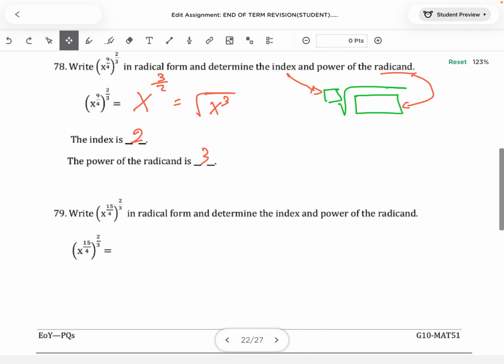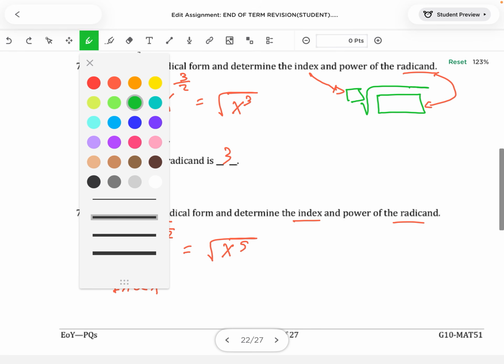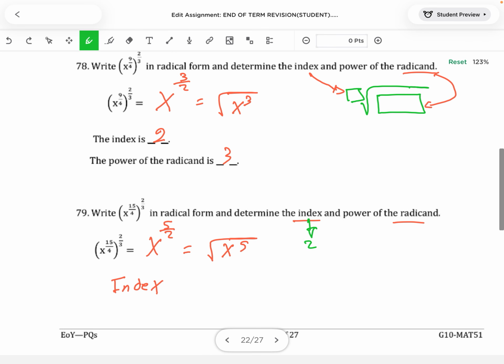Same story for this one. Write it in radical form. We need the index and we need the power. Power to the power, we multiply. So this one will be x to the power 5 over 2. That means I'm talking about the square root of x to the power 5. The index will be 2. The power of the radicand is 5.